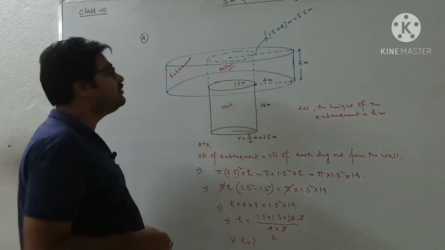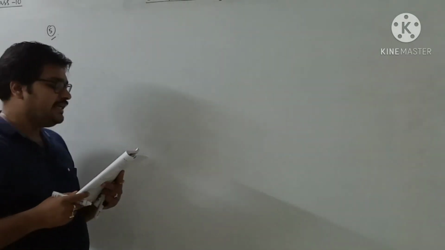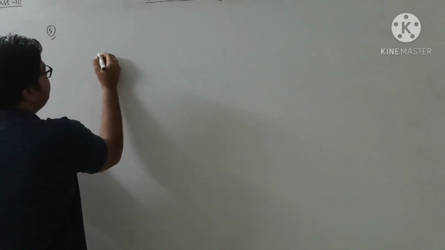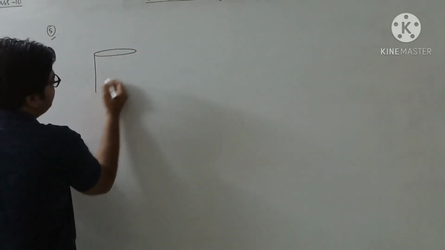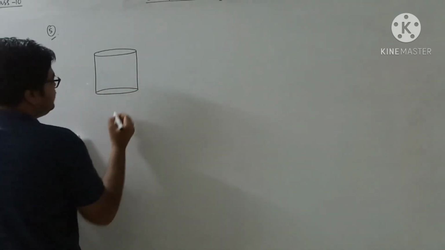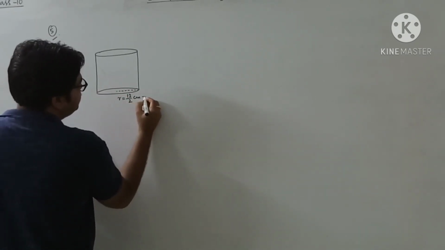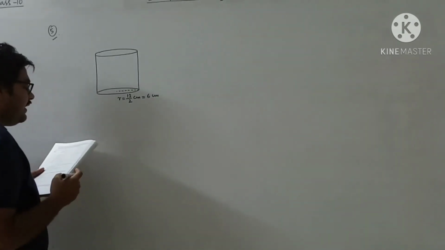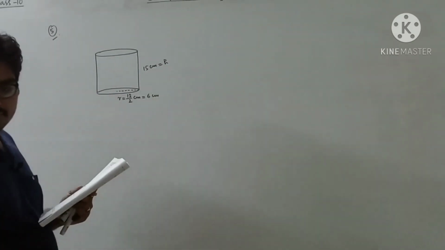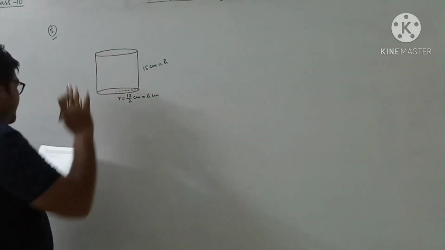Moving to the next question, question number 5. A container shaped like a right circular cylinder having diameter 12 cm and height 15 cm. Right circular cylinder, diameter 12 cm. So what is the radius? 12 by 2, 6 cm. And the height is 15 cm. This is actually h. It is full of ice cream. So it is completely filled with ice cream.